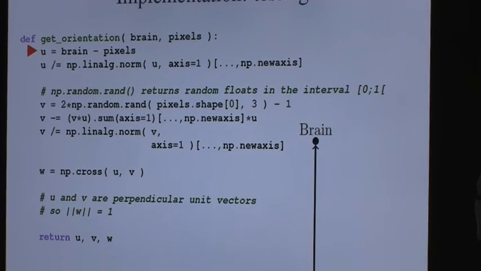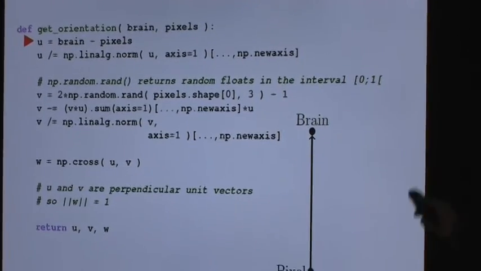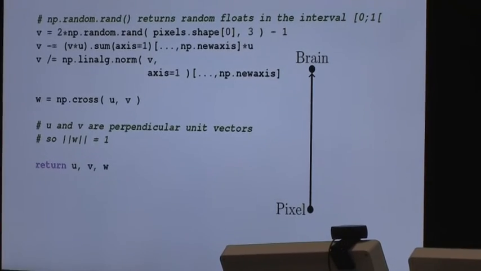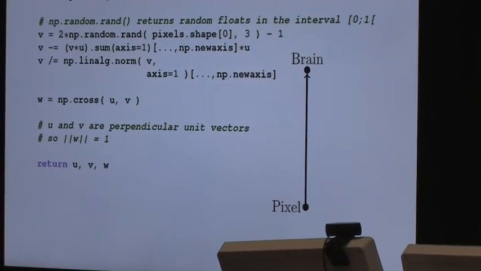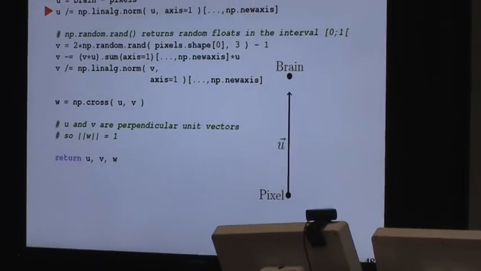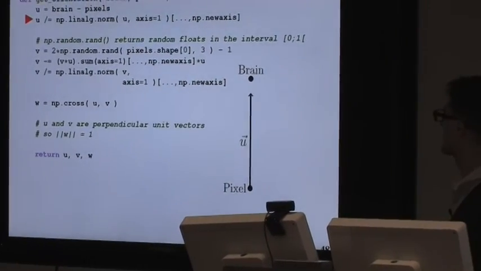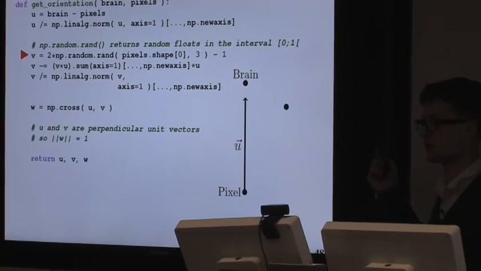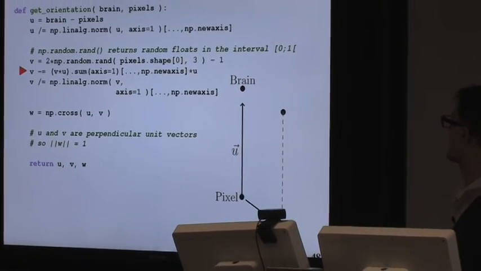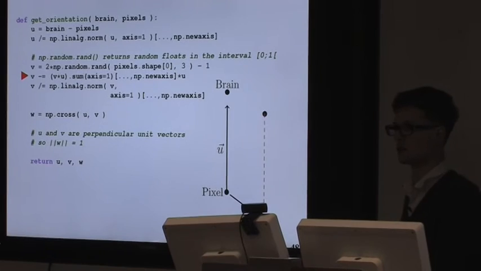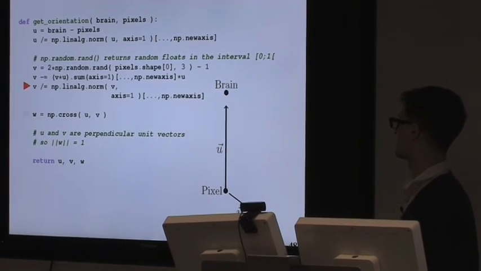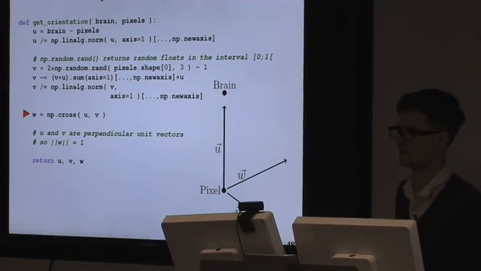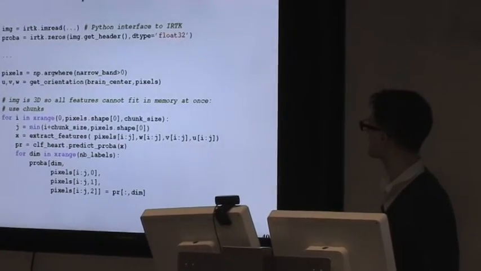So first you start by computing the vector from your current pixel to the brain. Then you normalize it. Then you take another random point. You project it on the plane orthogonal to your first vector. You normalize it. You do your cross product, and that's it. You get your coordinate system.